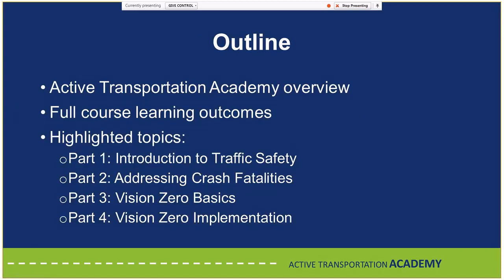So today, this is an outline of what we'll review. First, we'll talk briefly about what the Active Transportation Academy is, and then I'll cover the full course learning outcomes of what you will get if you take the full course. And then I'm going to run through some highlighted topics for each of the 4 parts of the full course. Introduction to traffic safety, addressing crash fatalities. Then we'll get into the basics of what Vision Zero is, and then how to implement Vision Zero in your community.